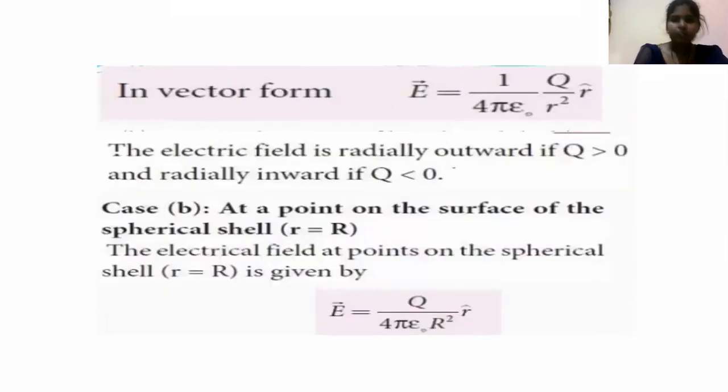In vector form this is written as such. Now the case at point P on the surface of the spherical shell. So we have three cases: outside, inside, and on the sphere.